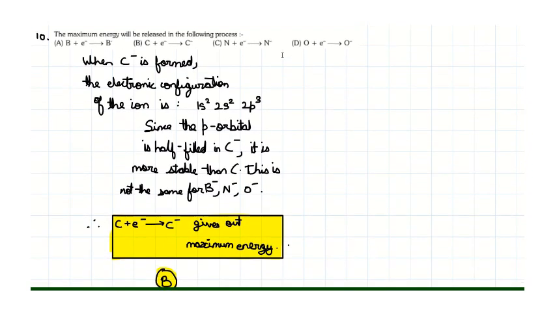In the 10th question, we need to find which process releases maximum amount of energy. We know that nitrogen has half-filled p orbital, which means it is more stable. Thus, when we add one electron to the carbon atom, it becomes more stable than its original state, and thus it would give out maximum energy compared to that of boron, nitrogen, or oxygen.